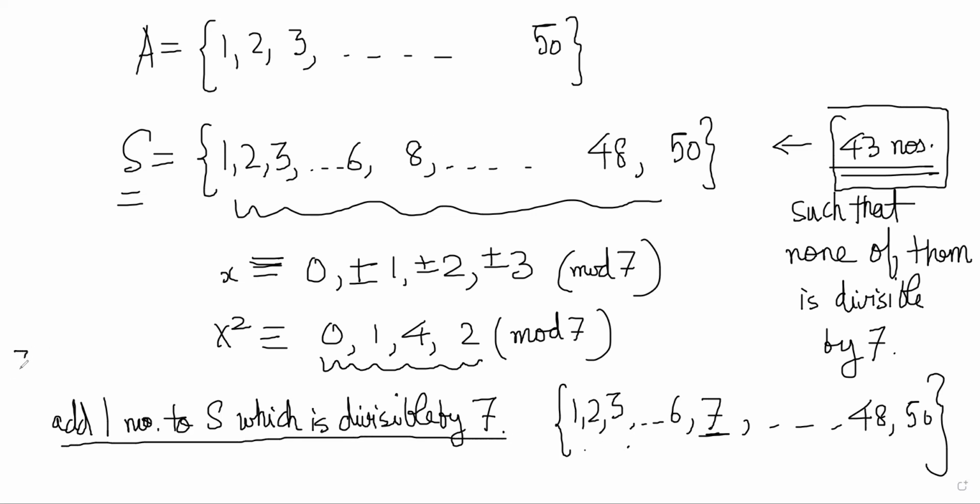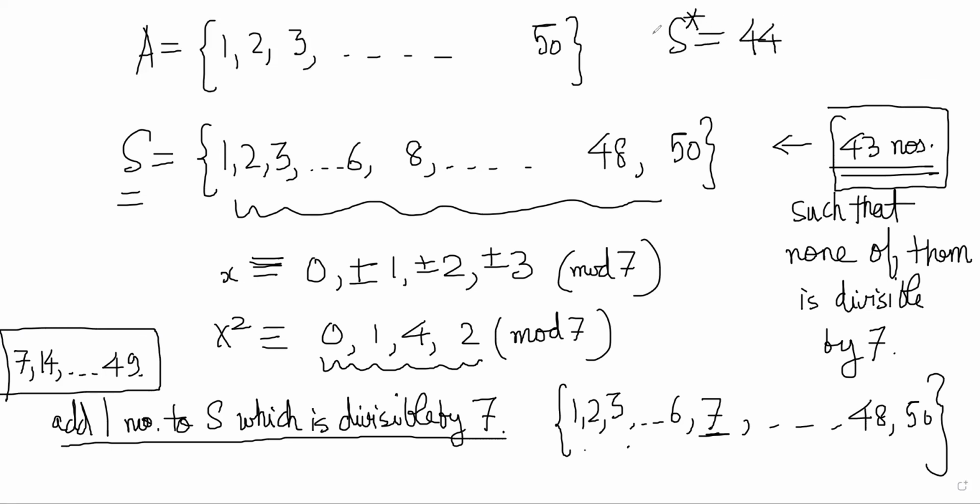And how many choices do we have? 7, we have 14, and so on till 49. So one out of these 7 we can add. So the total number of S star will become 44, right? S star will have 44 elements. Why am I putting S star? Because it is an augmented S set, right?